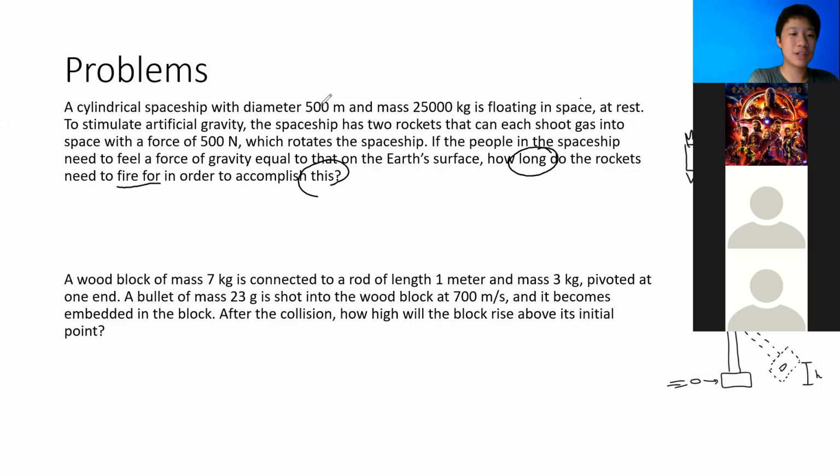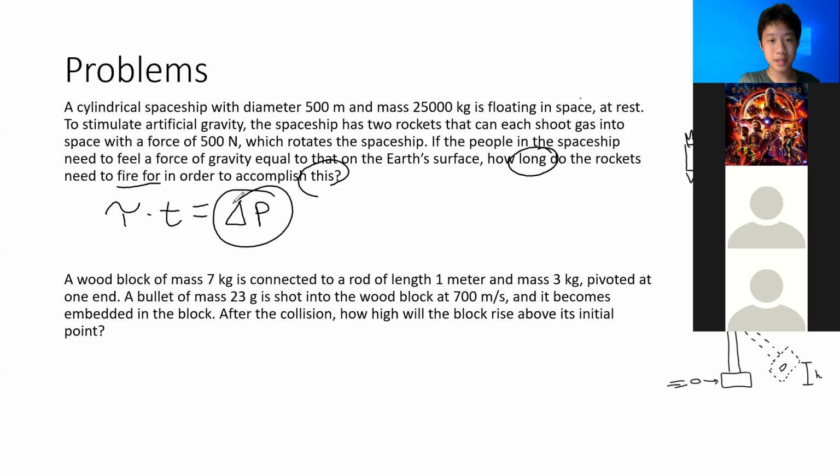So basically, we are going to use the formula for impulse. All right, so it's going to be torque times time equal to the change in momentum of the spaceship. And in the end, the spaceship needs to be revolving at a high enough angular velocity so that the people will feel the force of gravity on them. So now we need to find out what that angular velocity is, so then we can plug this into our equation for momentum. So what is the angular velocity?